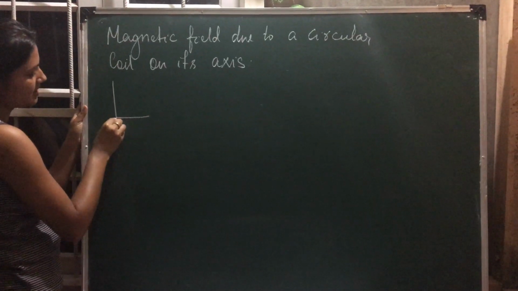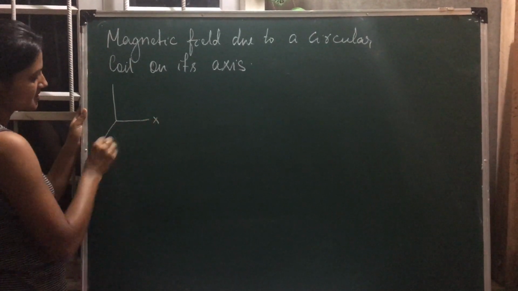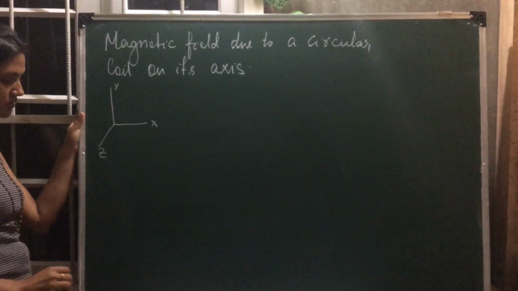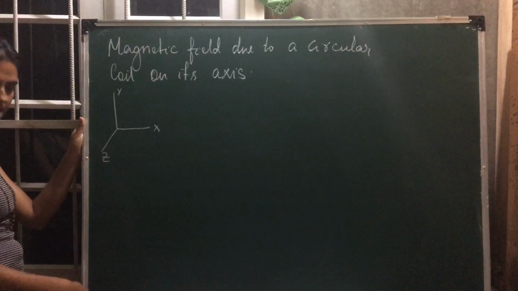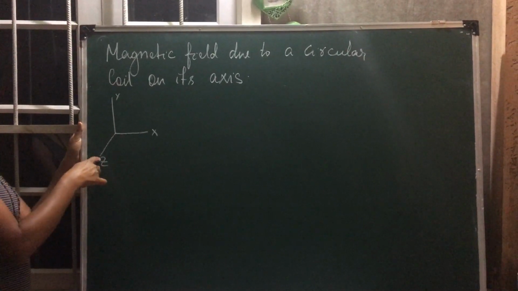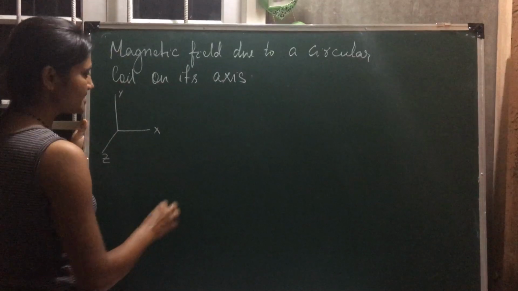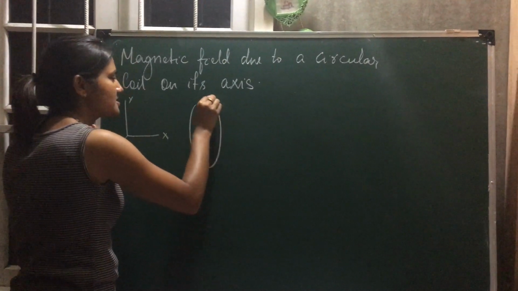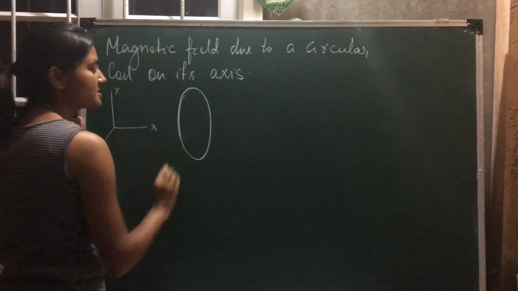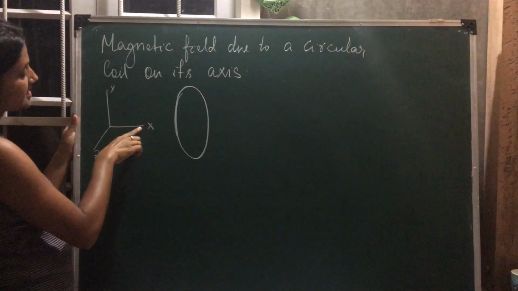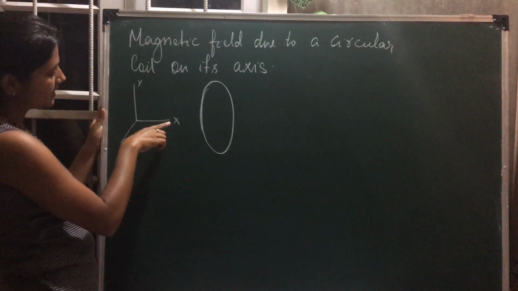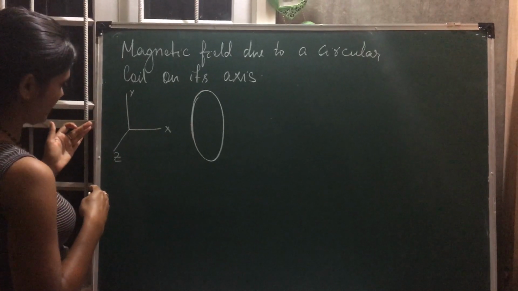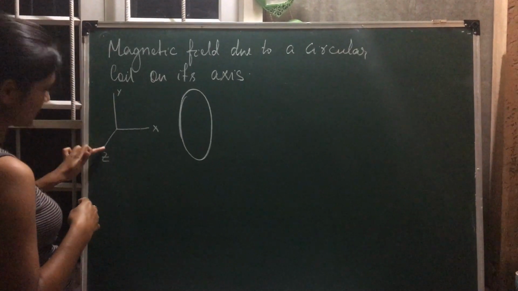Let us take x-axis, y-axis, z-axis. This is a convention. Okay, x, y and z-axis. Z-axis I cannot show it. All right, let me consider a circular loop, and let it be existing in the YZ plane.